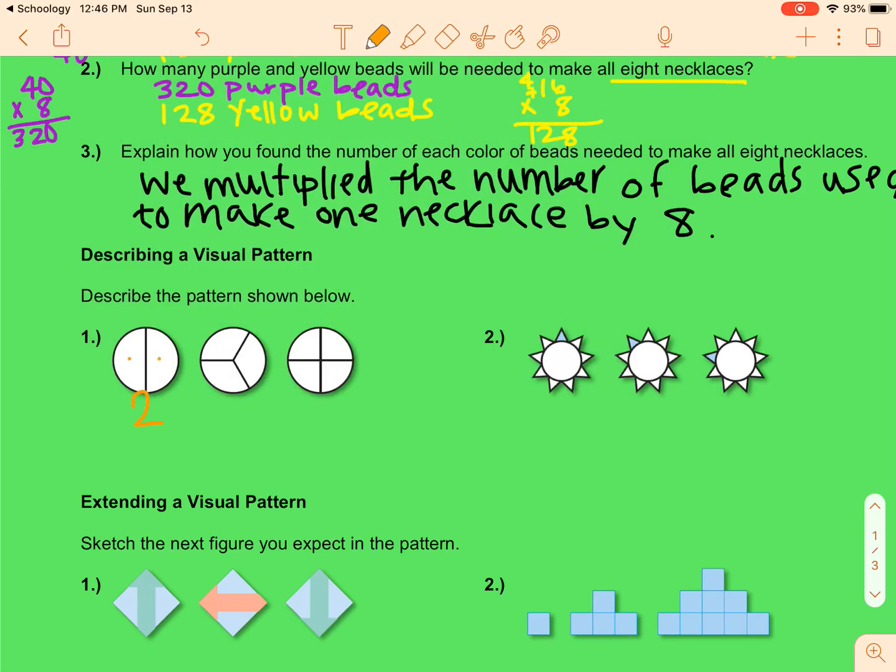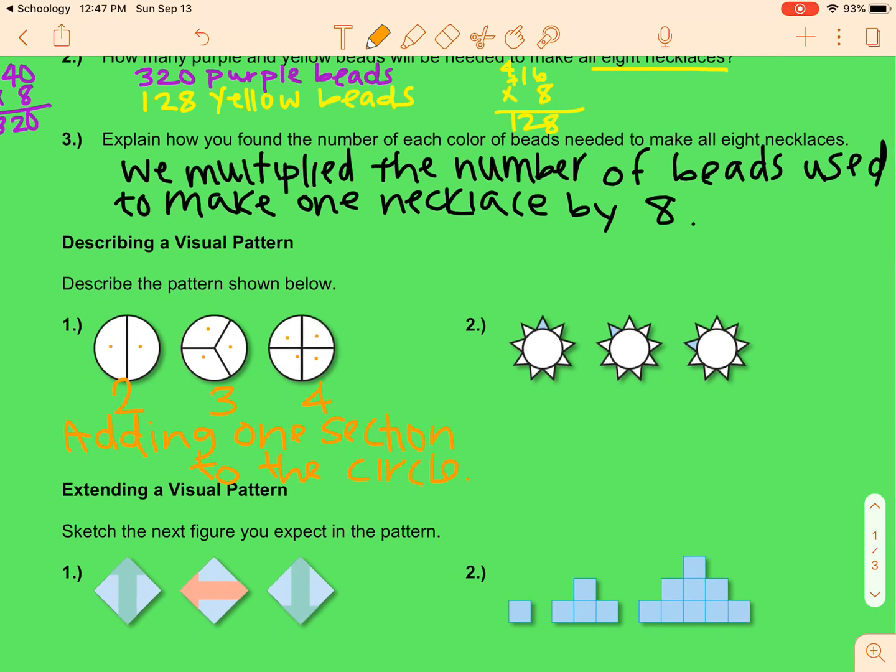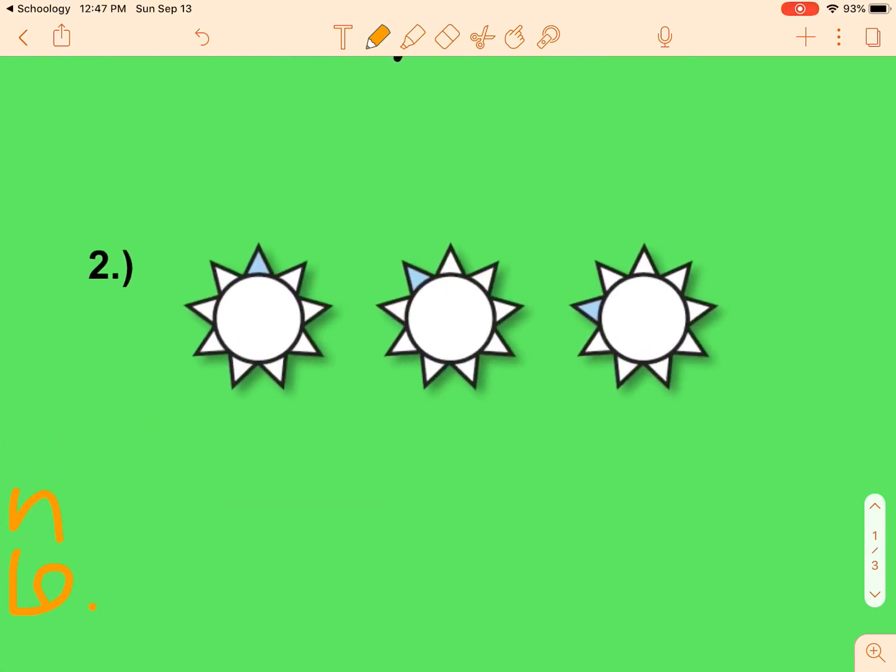1, 2. This next circle, I see 3. This next one, I see 4. So what is happening each time? Right, they are adding one section to the circle. Alright, now let's look at the suns.